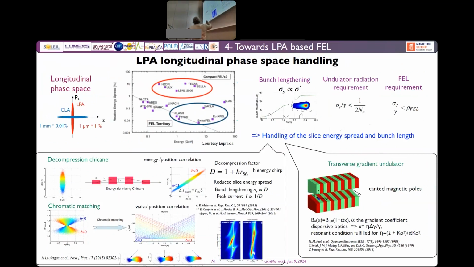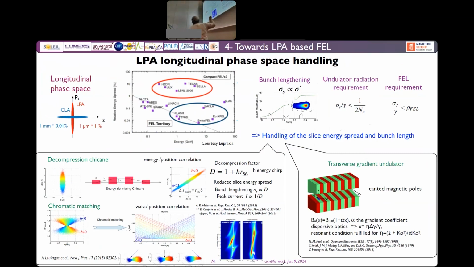So contrary to a linear accelerator where we have to compress the electron beam, here we go along different dipoles, different bending magnets, and electrons of different energies will have different trajectories, so that we introduce an energy-position correlation, and we can write what is the decompression factor. This is typically like with gratings. And then we can sort the electrons in energy.